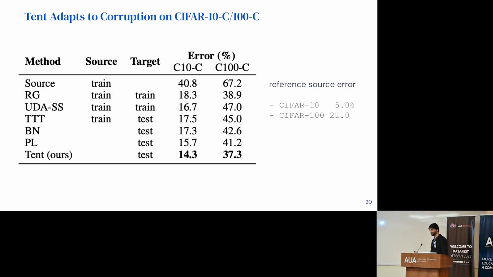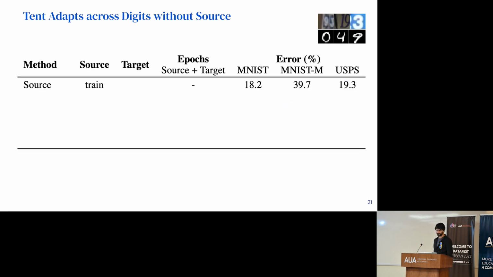Last, I want to point out, this was all using the test data, right? But if we collected even more corrupted data, Tent continues to improve. So by using more points, we go from having 37% error down to 34, because this is a kind of learning at test time, right?